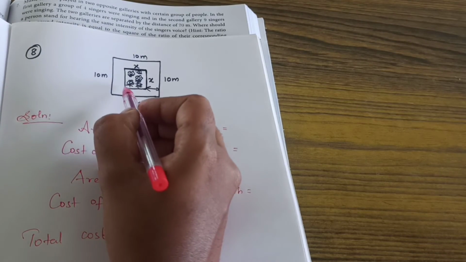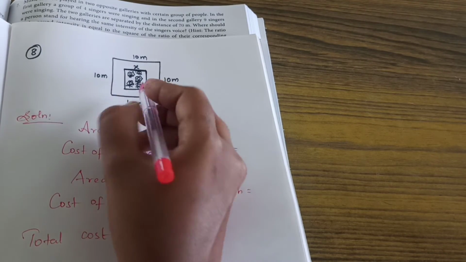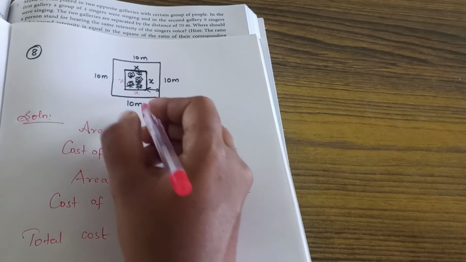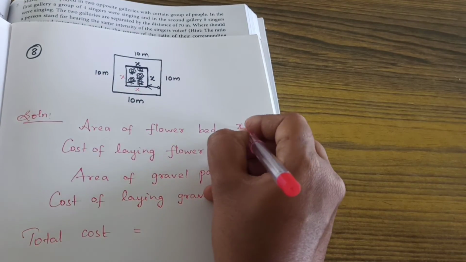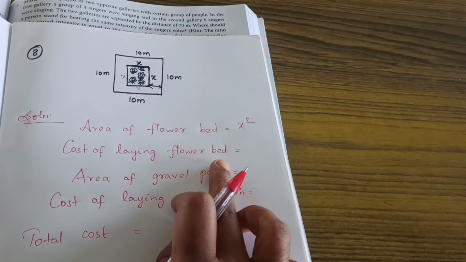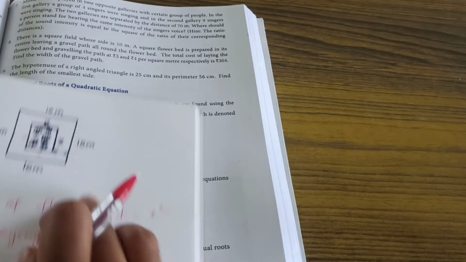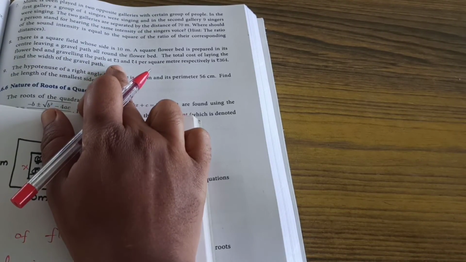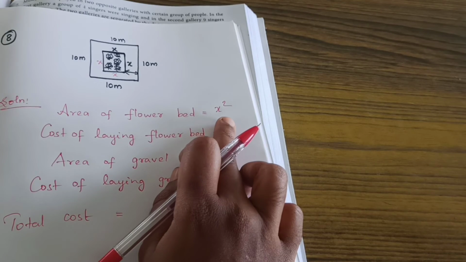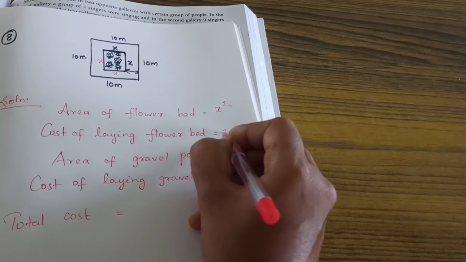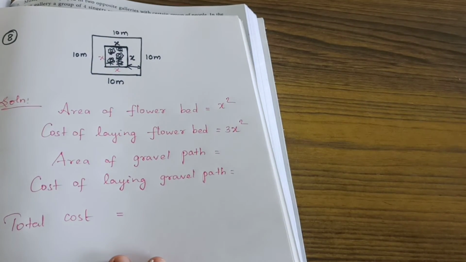What is the area of the flower bed? Since the side is x, the area of the flower bed is x square. So what is the cost of laying the flower bed? For 1 square meter, what cost did they give in the question? 3 rupees. Here how many square meters? x square. So 3 into x square, that is 3x square.